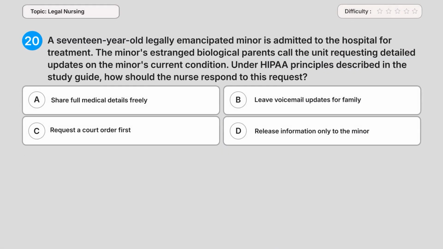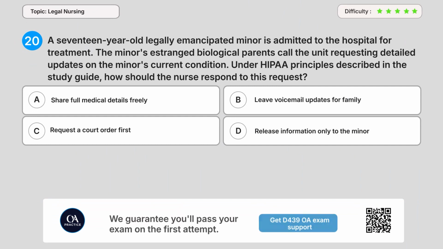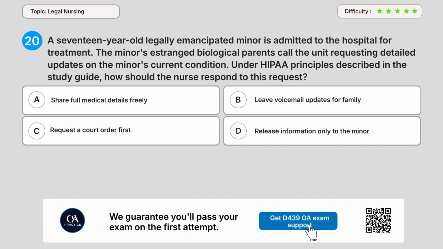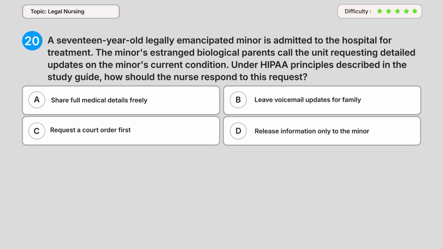Question 20. A 17-year-old legally emancipated minor is admitted to the hospital for treatment. The minor's estranged biological parents call the unit, requesting detailed updates on the minor's current condition. Under HIPAA principles described in the study guide, how should the nurse respond to this request?